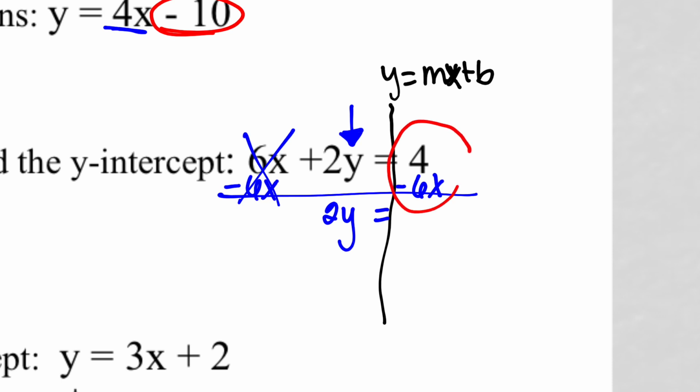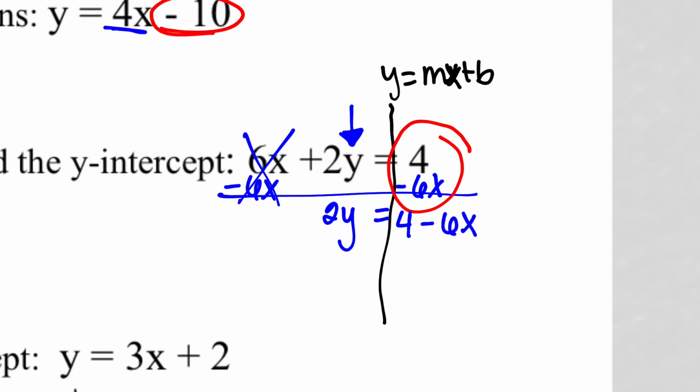I'm going to circle this right here. You cannot combine these terms. So many of you tried to do this on the test. 4 minus 6x is not -2x. You cannot combine these terms. It is 4 minus 6x.